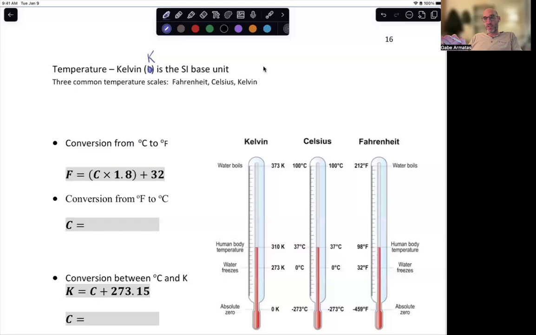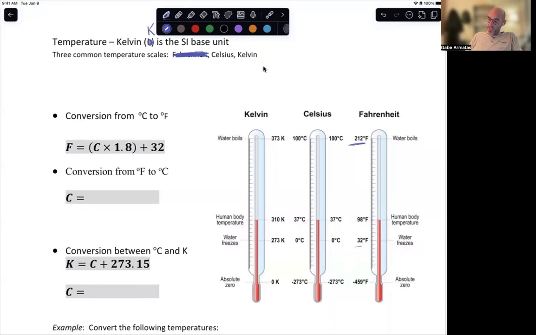The 3 common temperature scales: Fahrenheit, we use in the US, Celsius and Kelvin. Well, science uses Kelvin. Celsius is used in the EU and pretty much everywhere else. We are never going to use Fahrenheit. So I'm just going to cross that out. We're going to kind of ignore it. You do need to know relative numbers for Fahrenheit. So I know that water boils at 212 Fahrenheit. I know that water freezes at 32 Fahrenheit. So we do have to understand those relative numbers, 212, 32, but I don't expect you to know how to do any of these conversions.